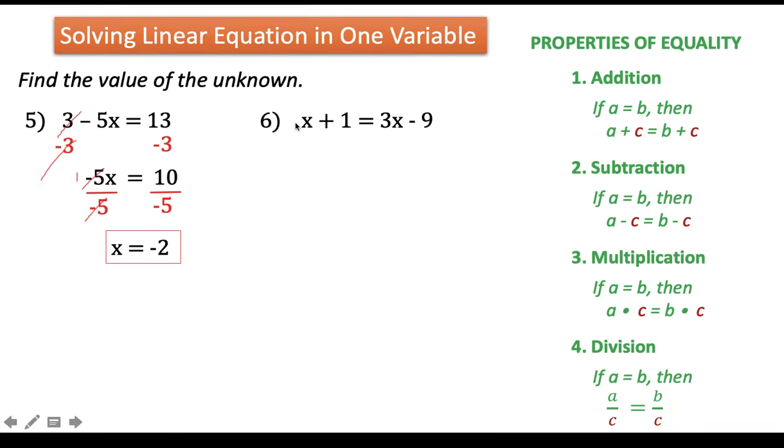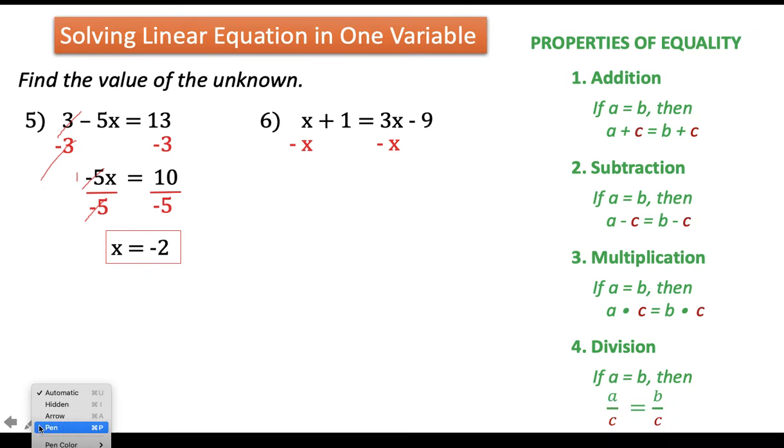In our last given, x plus 1 is equal to 3x minus 9. In this case, notice that we have x on each side of the equation. But since they are of the same term, this given is still considered an equation in one variable. The idea here is we're going to eliminate one of the variables. I prefer to eliminate the smaller one, that x, rather than 3x. So to eliminate x, we will simply subtract x, and we must do it on each side of the equation.